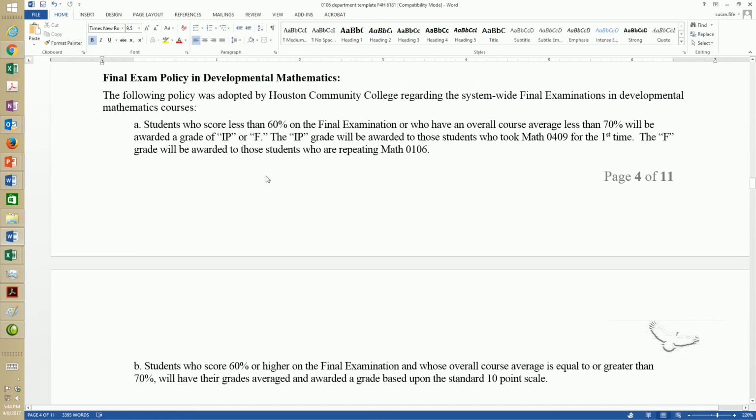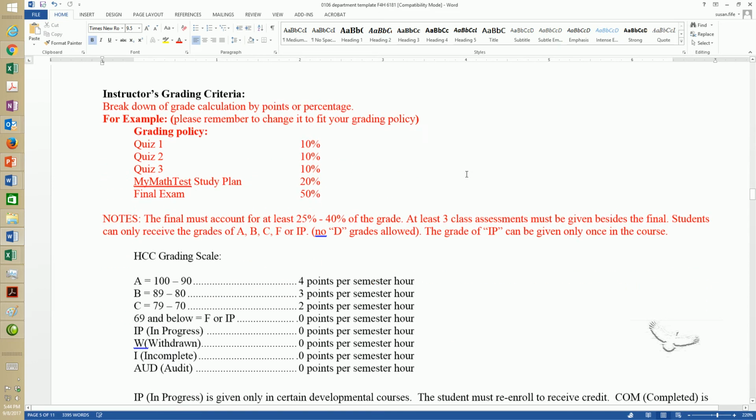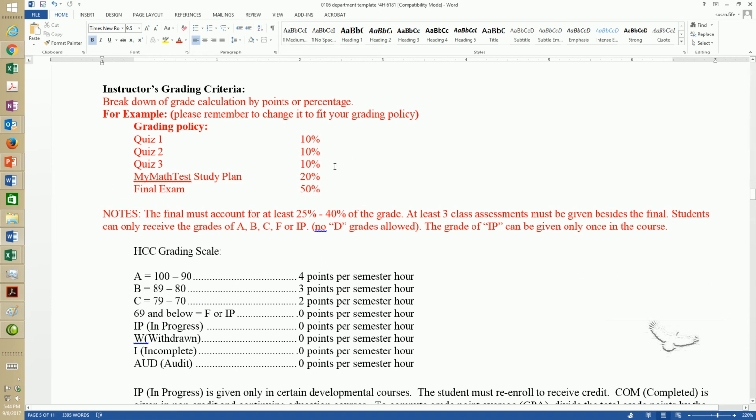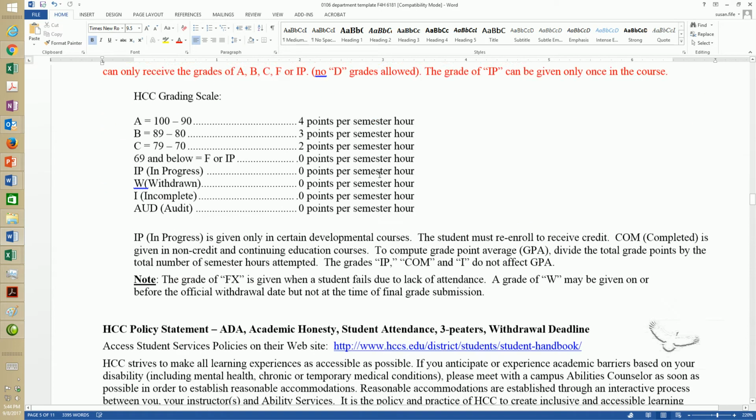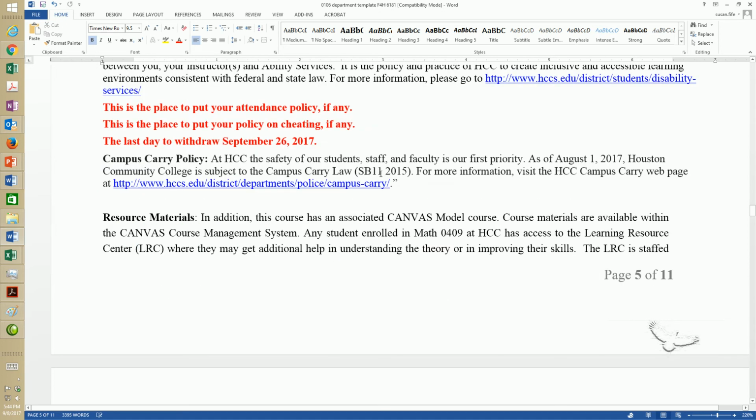And then this is our typical grading. Students have to score 60 on the final and 70% overall to get a grade of A, B, or C. If you want to, you can change those percentages, but these match what I have up higher. And that's essentially the syllabus.